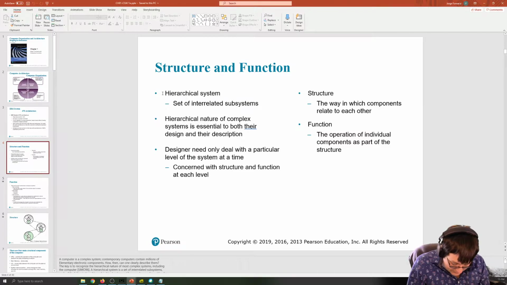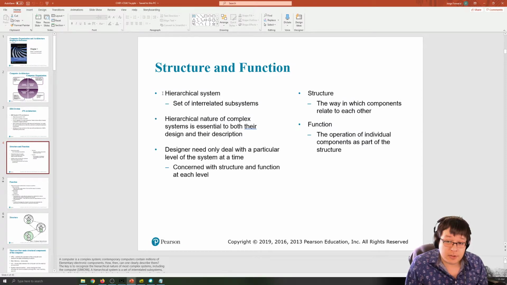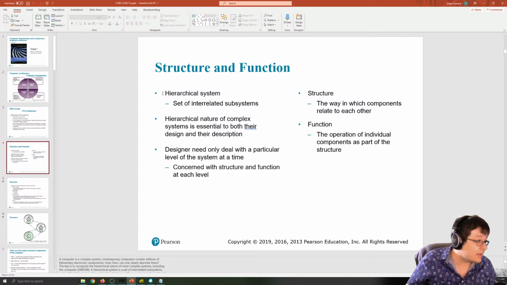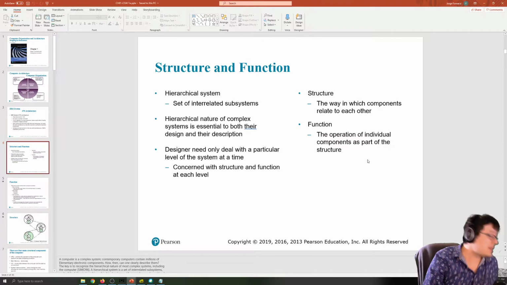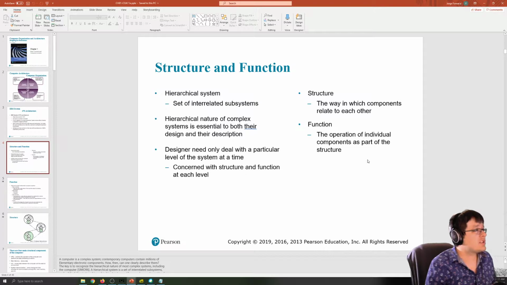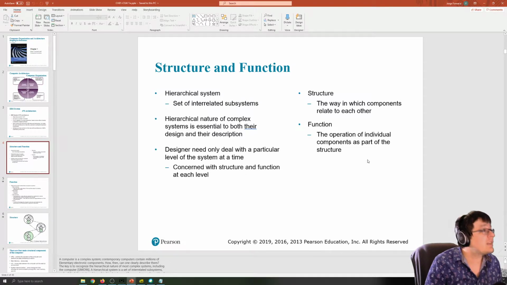Structure is the way in which components are interrelated. And function is the operation of each individual as part of the structure. Okay? And so you can see basically the same thing here on the PowerPoint. And so what do you think that actually means? Like function and structure.